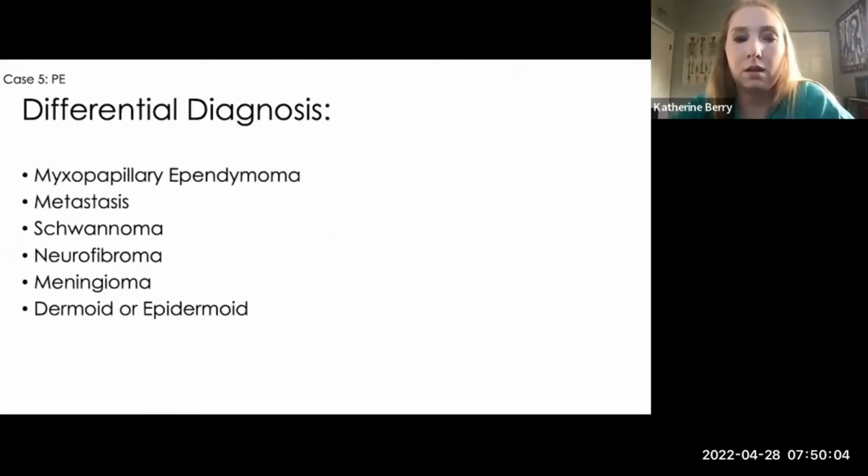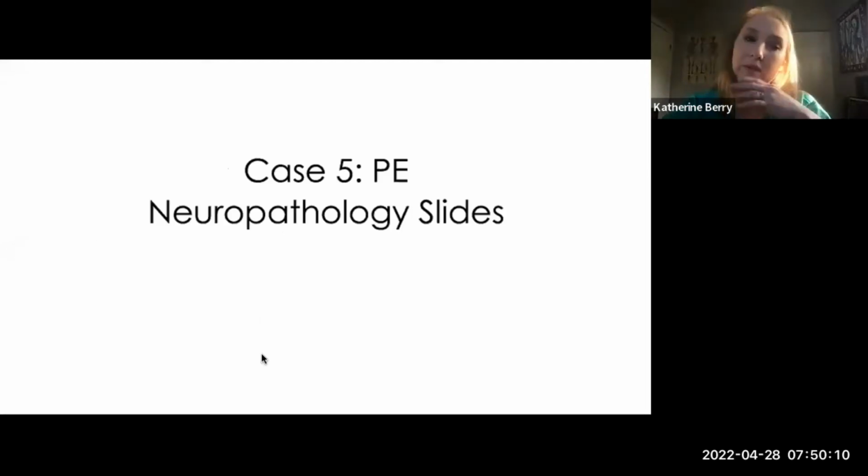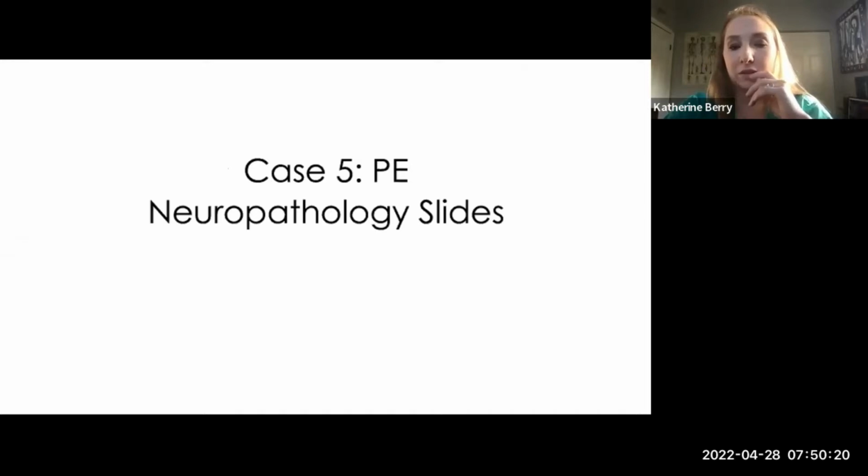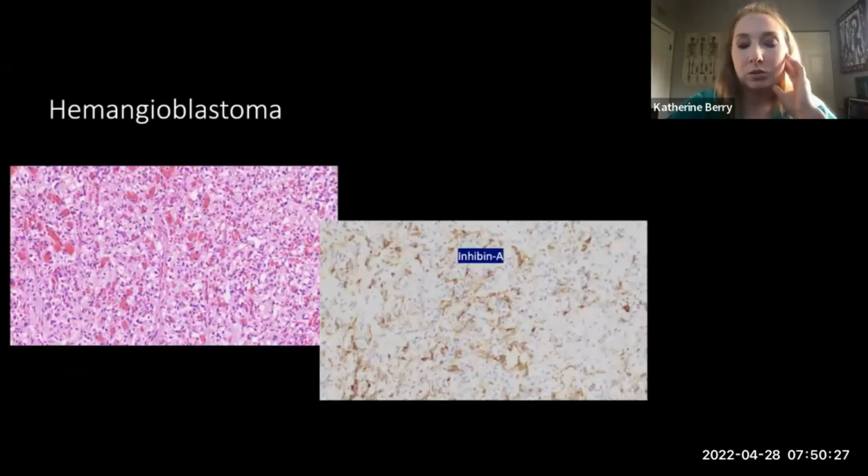Fantastic. So the differential, just like you said, is myxopapillary ependymoma, metastasis possible given his numerous cancers, schwannoma, neurofibroma, meningioma, and then dermoid or epidermoid. I wouldn't typically even include what this ended up being in my differential because it's so uncommon, but as we'll see, it can be a hemangioblastoma that's extramedullary.